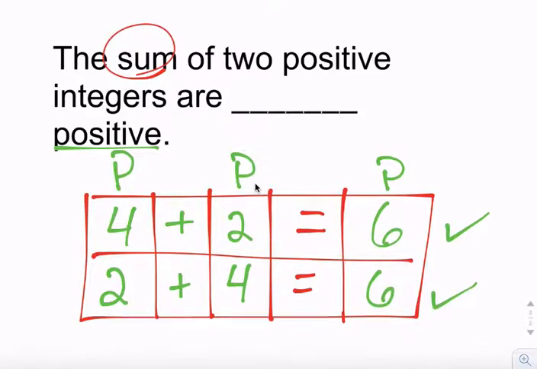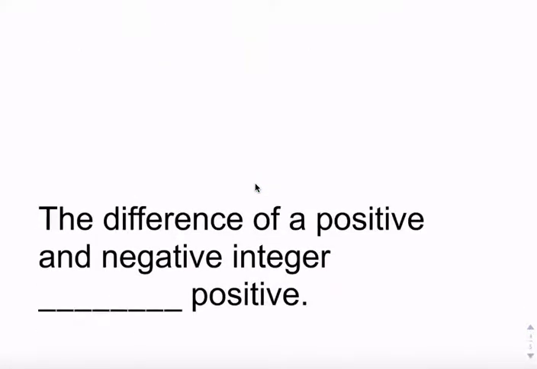So in this case, did the sum of two positive integers always result in a positive response, sometimes, or never? Well, both examples were positive. So I'm confident enough to say that if I'm adding two positive integers, they are always going to be positive. Let's look at a third example.